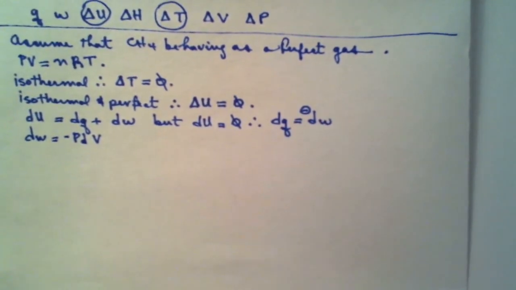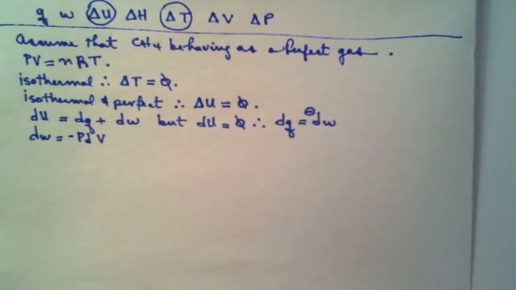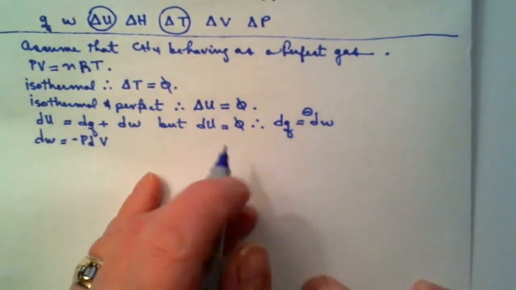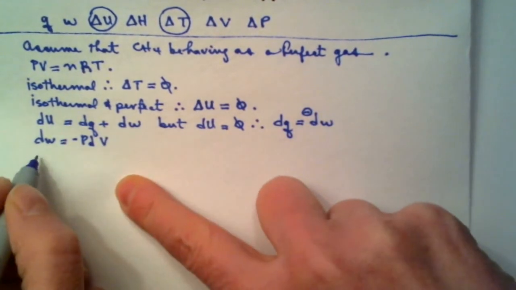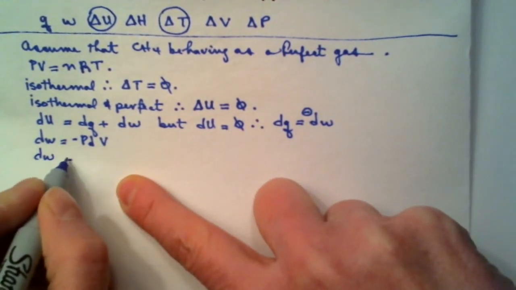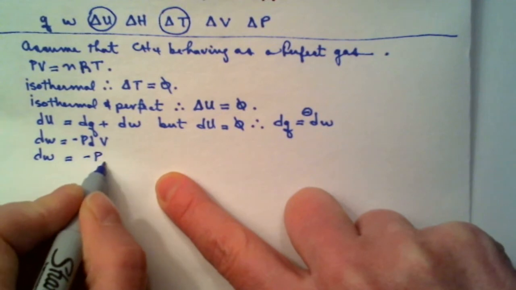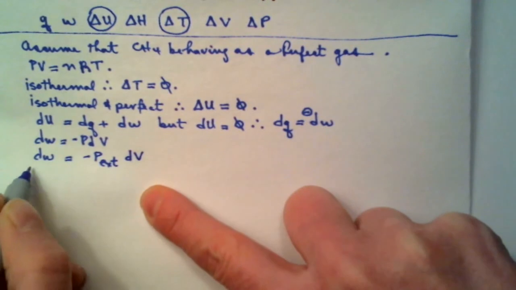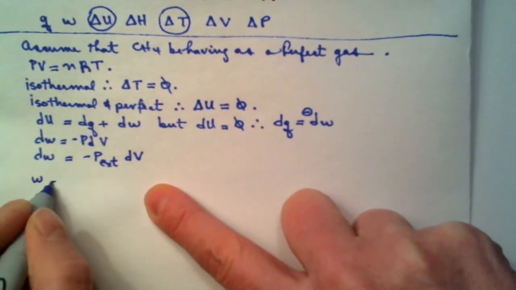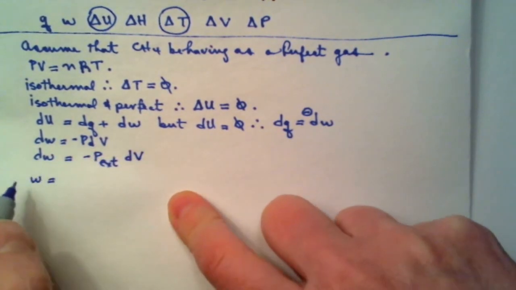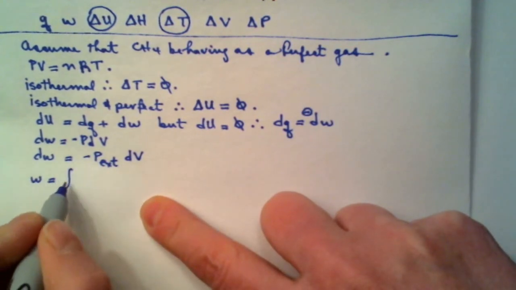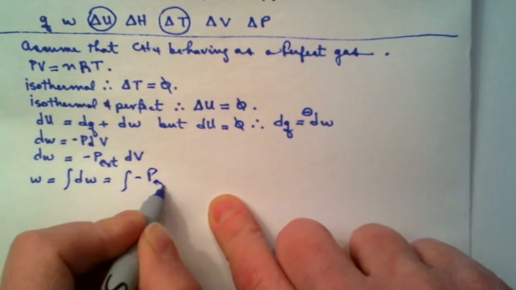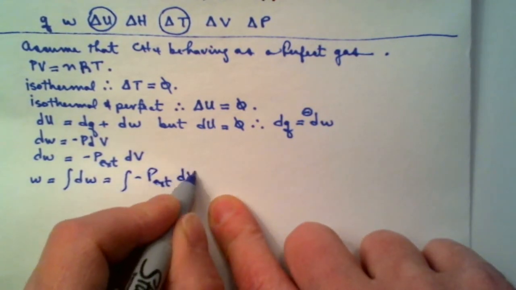And in this change, I know that it's against a constant pressure of 205 torr. And so I know that dW is equal to minus P external dV. And so my work, which is equal to the negative value of Q in this case, is equal to the integral of dW, and that's equal to the integral of minus P external dV.